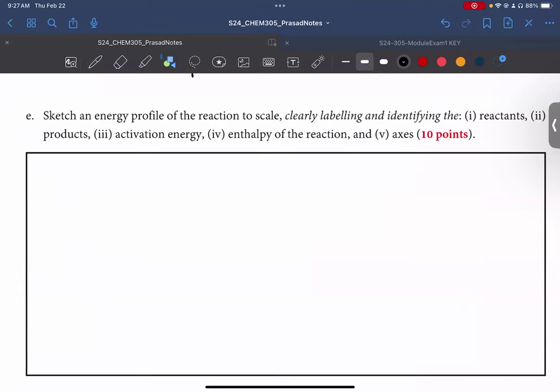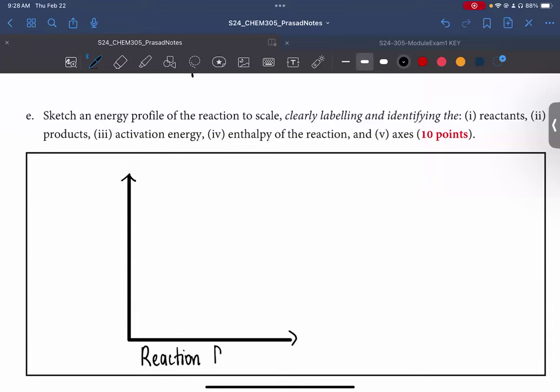So first, we need our axes. The x-axis is labeled as reaction progress, typically in units of time. The y-axis is energy, which is typically in units of kilojoules. There we have our axes.